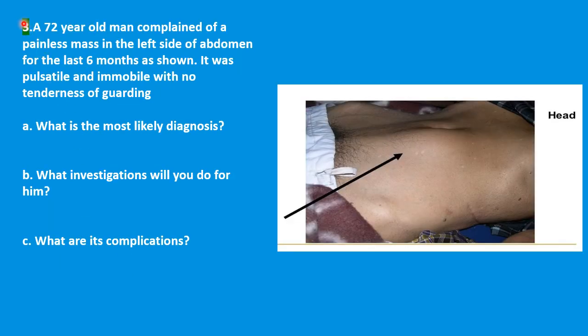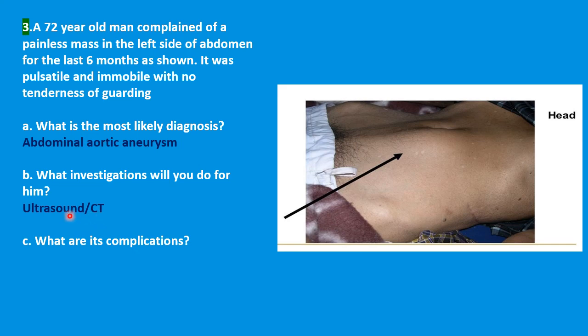Case 3: a 72-year-old man complained of a painless mass in the left side of the abdomen for the last 6 months, as shown in the arrow. It was pulsatile and immobile with no tenderness or guarding over it. What is the most likely diagnosis? Abdominal aortic aneurysm, AAA. What investigations will you do? Ultrasound of the abdomen and CT scan if necessary.